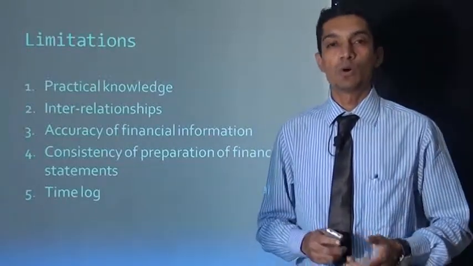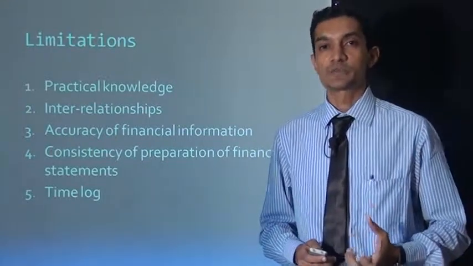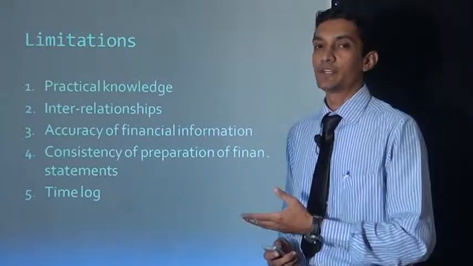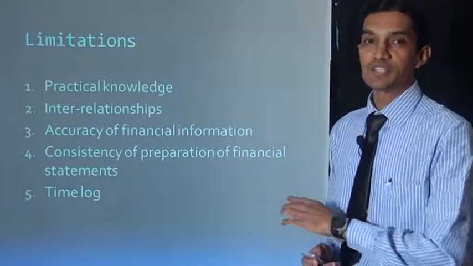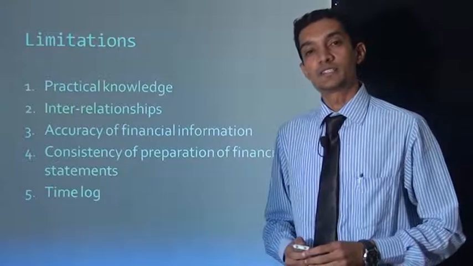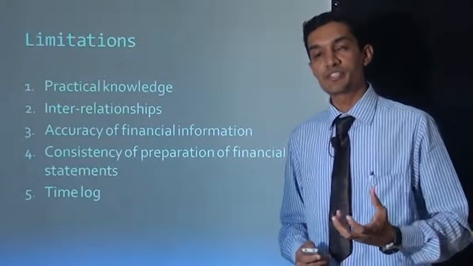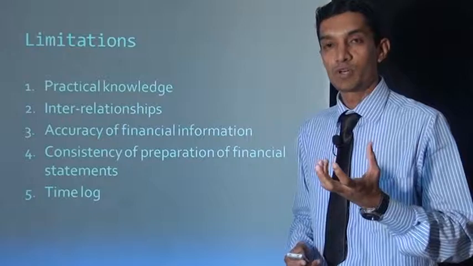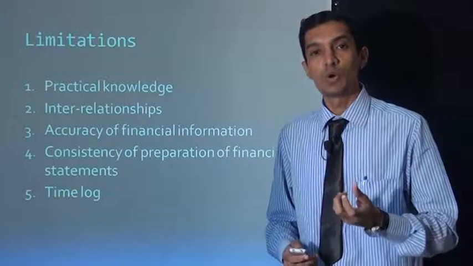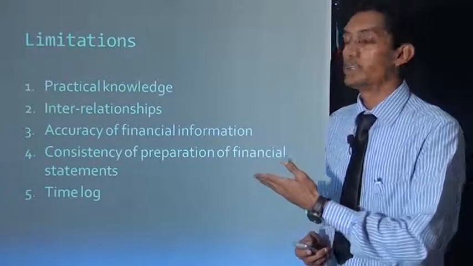Accuracy of financial information. Ratio is calculated on the balance sheets, profit and loss accounts, budgetary control systems. So the information is taken from them and they are calculated. So if the financial information is not accurate, then the limitation is there. Consistency of preparation of financial statements. Consistency means, like in Hindi we call it sangati. So if the financial statements are not consistent, then the main limitation is also there.